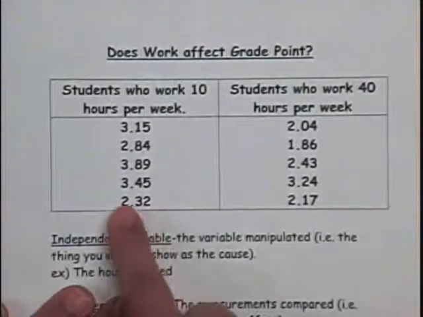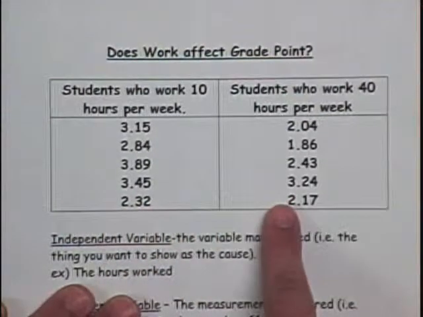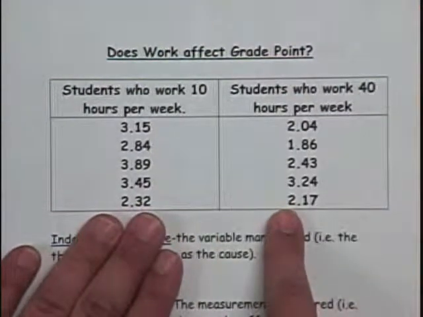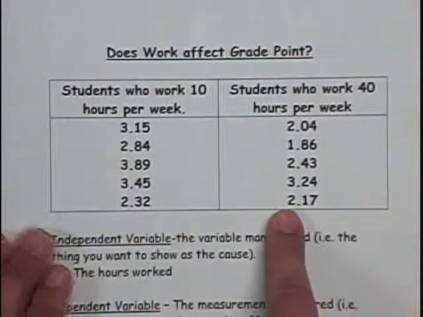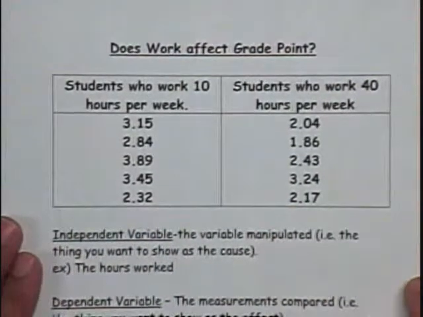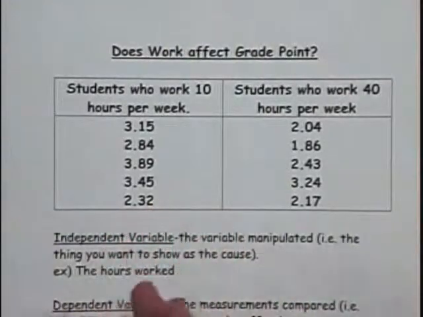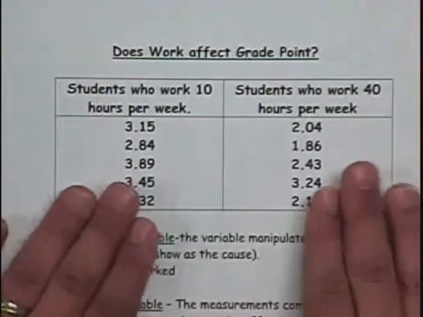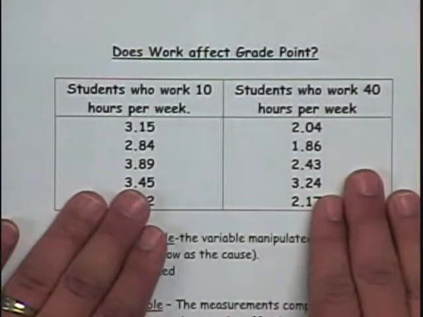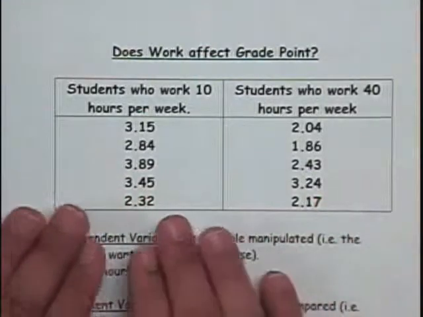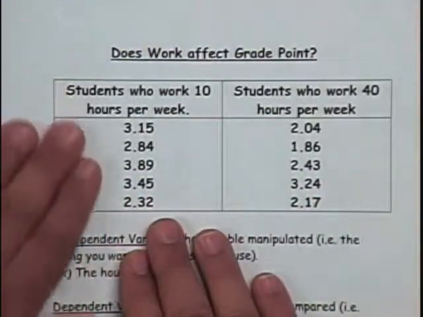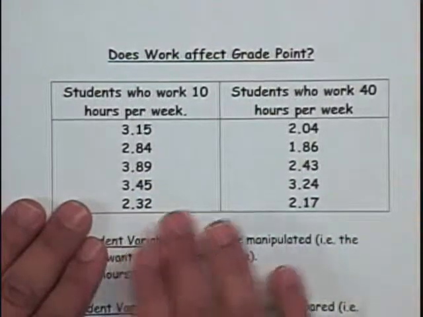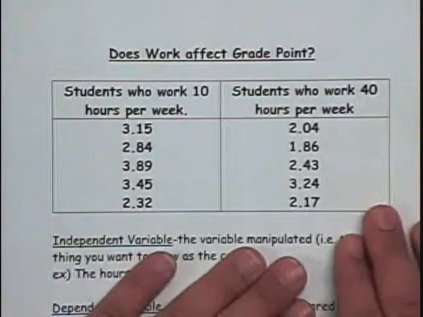And the idea here is they're going to have two treatment groups. They're called treatment groups here. And what they're going to do is take 10 subjects, 10 college students, and randomly divide them between the two treatment groups. And then they're going to make all the students in one group work 10 hours per week. And all the students in the other group, they're going to make them work 40 hours per week.